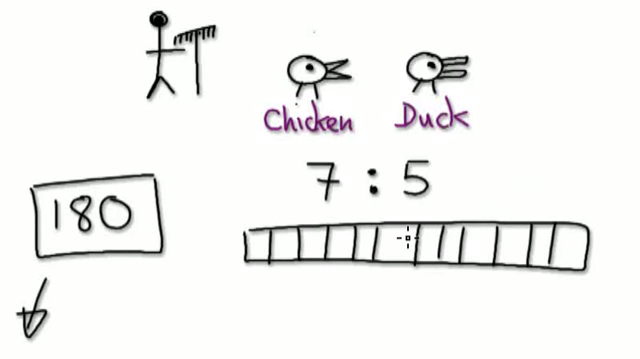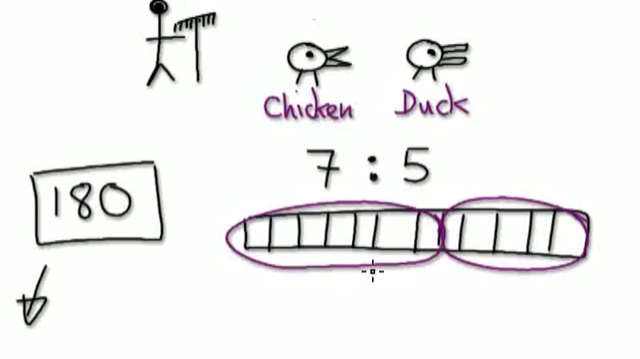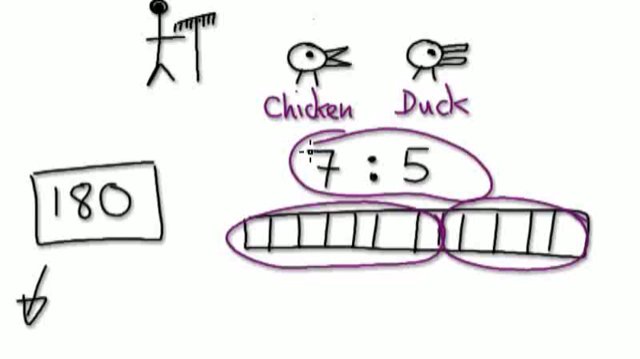So here, ratio of 7 to 5. 1, 2, 3, 4, 5, 6, 7. So that's 7 here. And this one here is 1, 2, 3, 4, 5. So ratio of 7 to 5 is like this. You see, get your 180, split it into 12 pieces, because in effect you've got 12 pieces altogether from here to here. 12 pieces, or 7 plus 5.